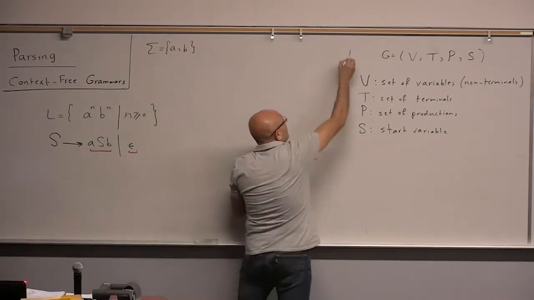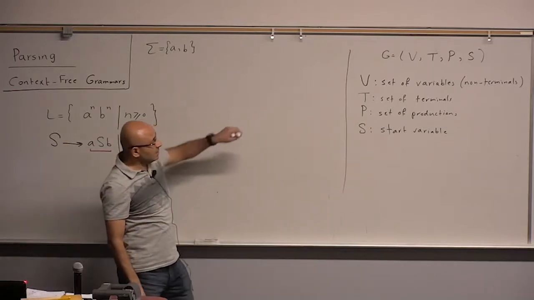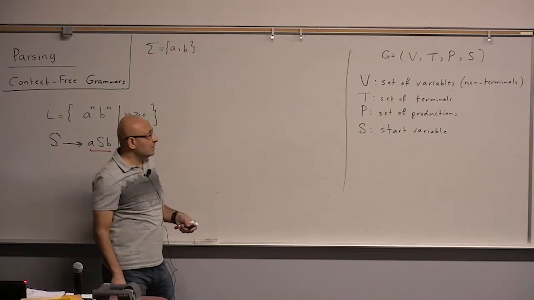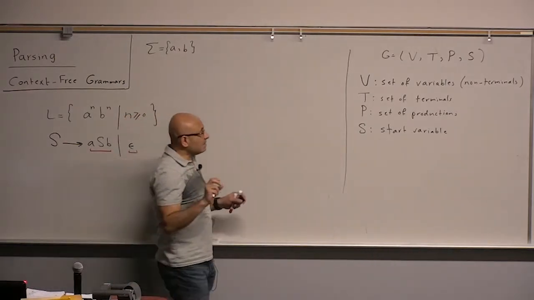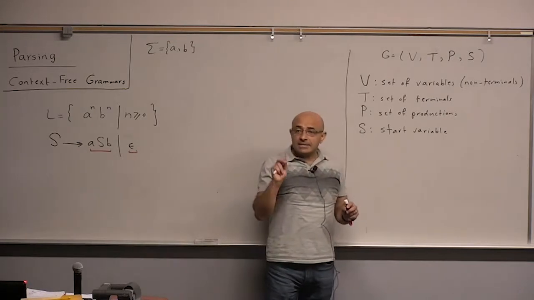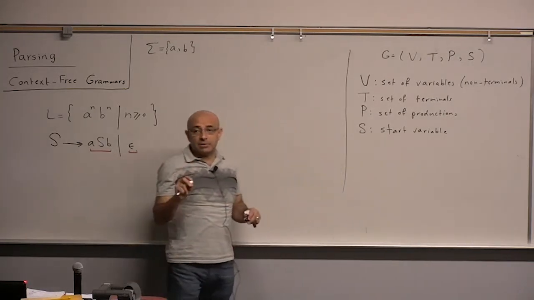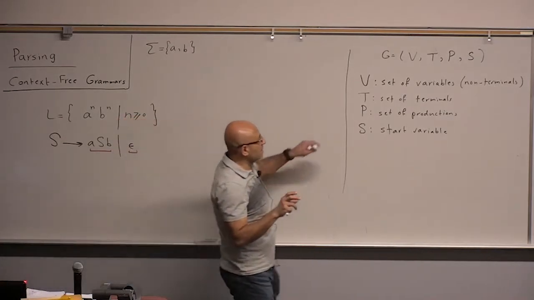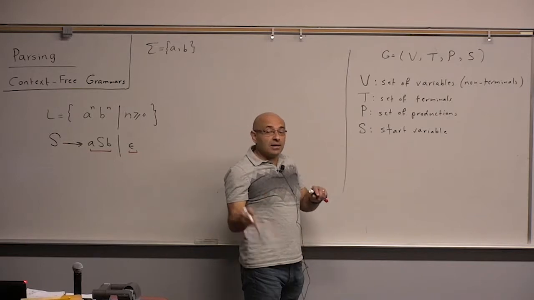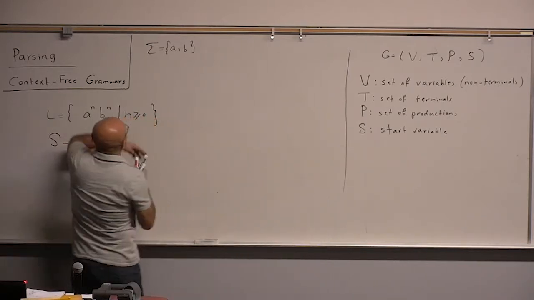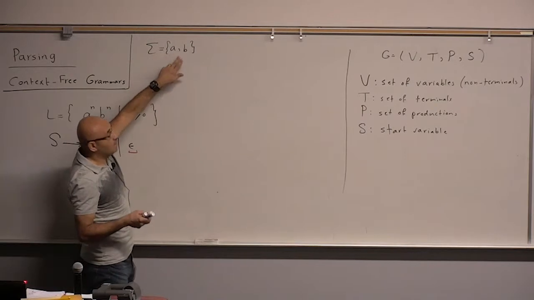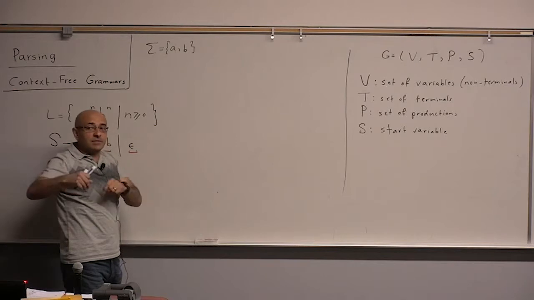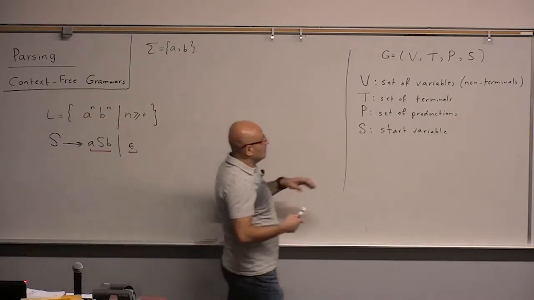Now, the set of terminals, you can also view it as the alphabet for the grammar. It's also the set of symbols that can appear in a string that belongs to this language, or a string that is derived from this grammar or generated by this grammar. Now, in the context of programming languages, our sigma, like I said, will not be A, B. Sigma will be identifier, number, the different keywords, the different operators.